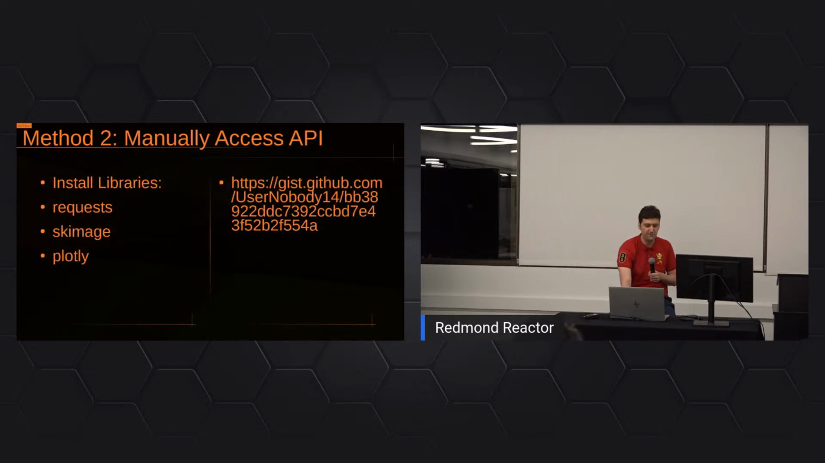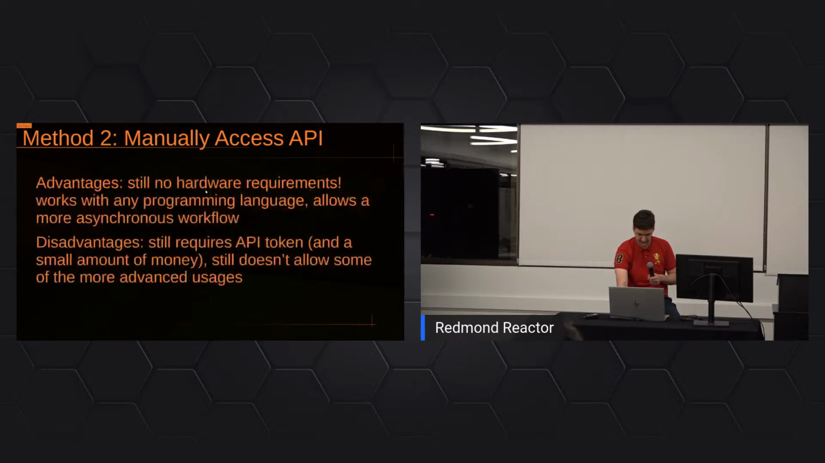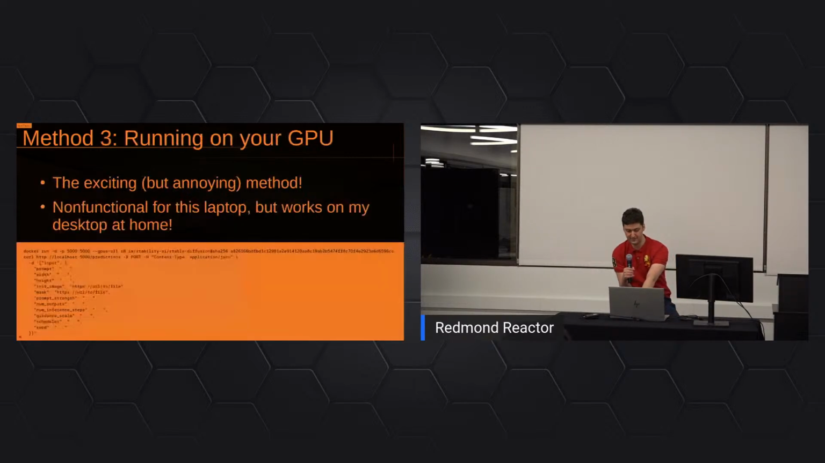Method 2 is to manually access the API. I like doing this. I created a little gist in case anyone is interested. I'll put that on screen later after I've shown everyone the API token and everything. This has the advantages that there are still no hardware requirements. Obviously, it's just pinging the same thing that the library is pinging. The disadvantages being that it still requires an API token and a small amount of money, although it's only like a penny. And obviously I'm paying for this one. And it still doesn't allow some of the more advanced usages.